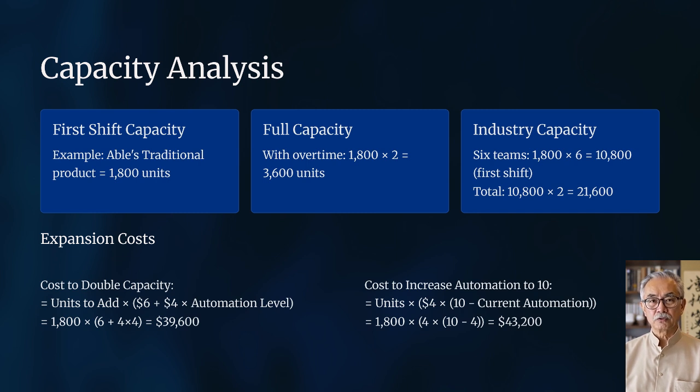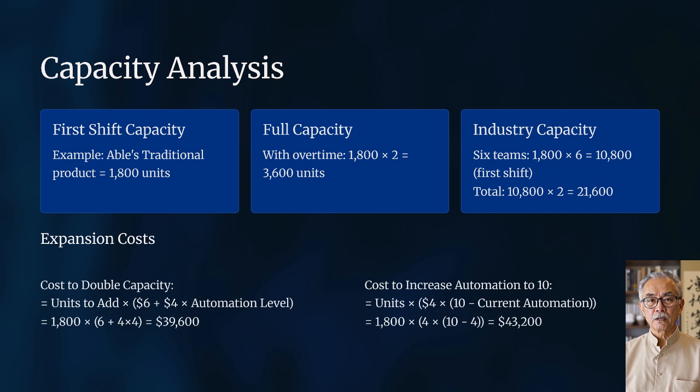Now, what about the industry? Assuming 6 teams and all teams have the same capacity, industry first shift is equal to 1,800 times 6 equals 10,800. Industry total capacity equals 10,800 times 2, which is equal to 21,600.